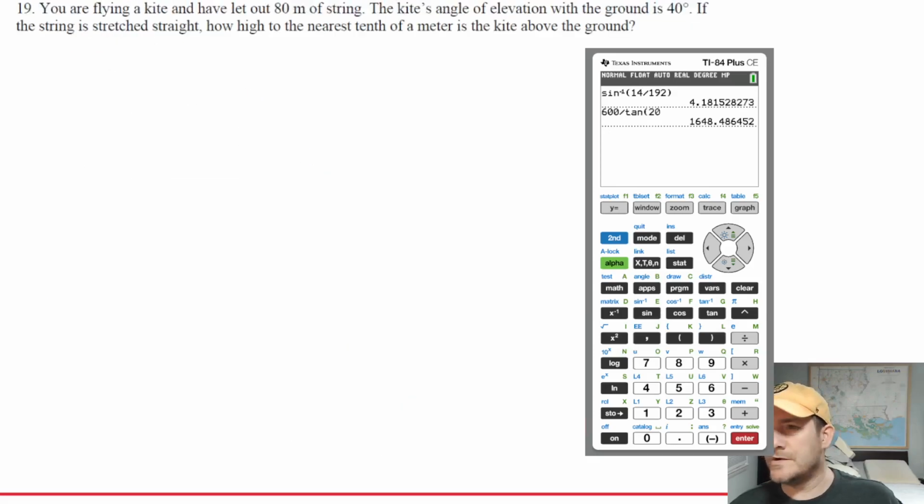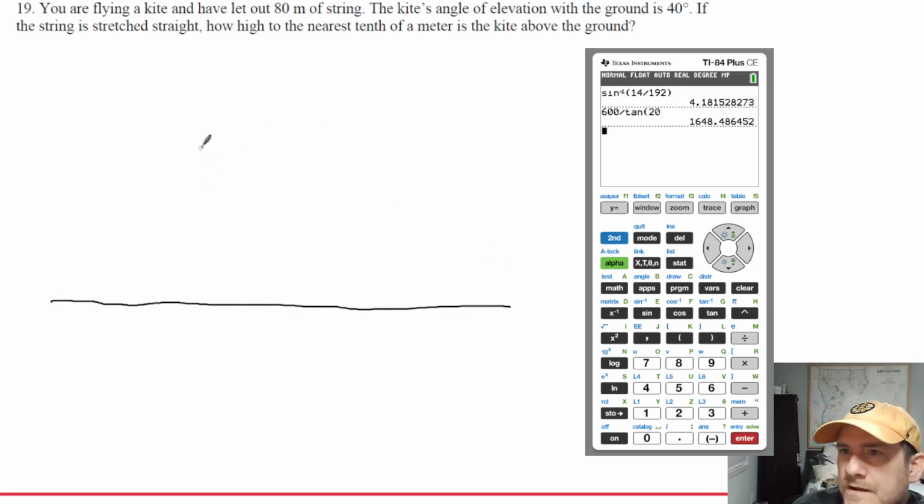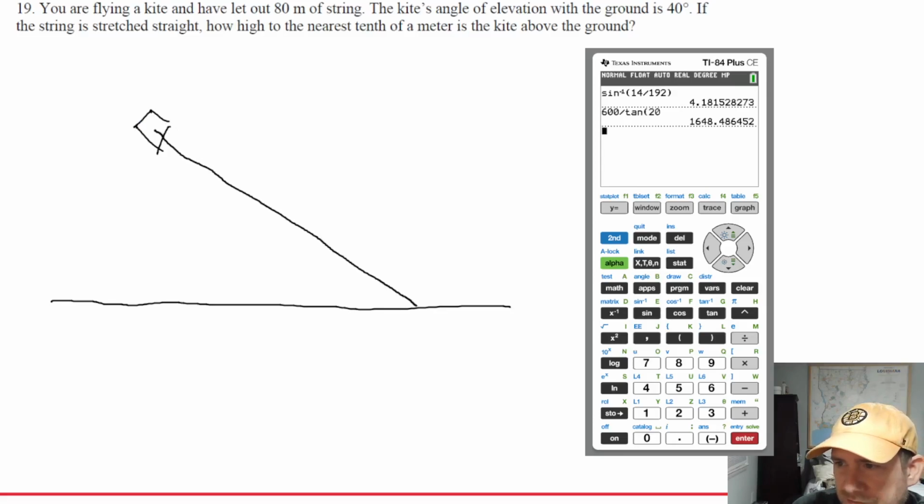All right, a couple more. For 19, it says you're flying a kite. You've let out 80 meters of string. So here's the ground. There's a kite. And it says I've laid out 80 meters of string. So that's my 80 meters. It says the angle of elevation up to the kite from the ground, that would be this angle, is 40 degrees.